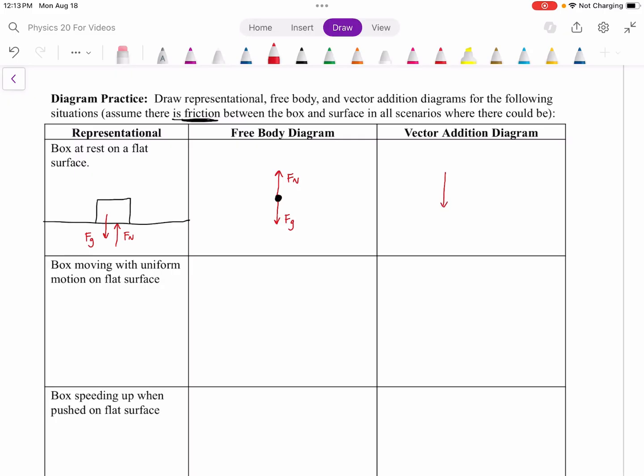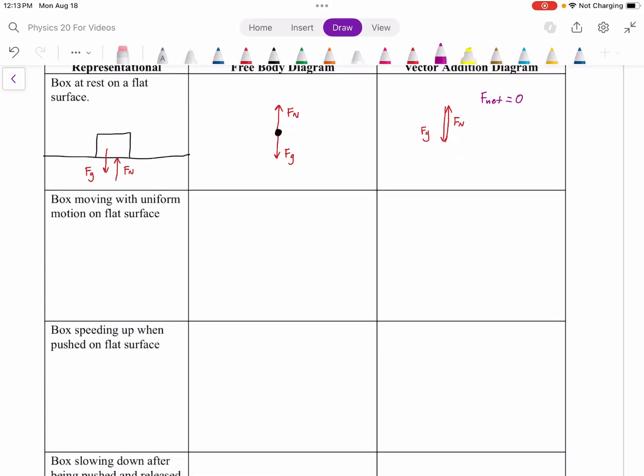So as big as Fg is pulling it down, tip to tail, the normal force is pushing it up. And so overall, what's our net force? Well, we finished our diagram where we started it, right? There is no net force to draw in because, as we would expect, F net is zero. It's not accelerating.